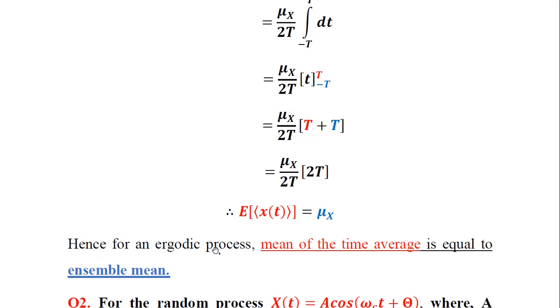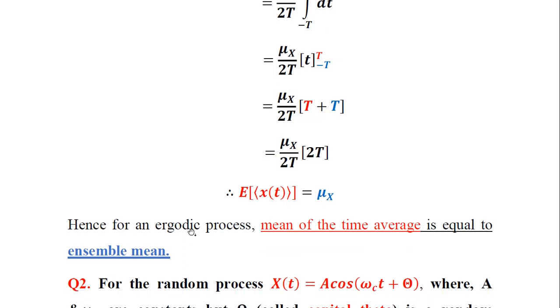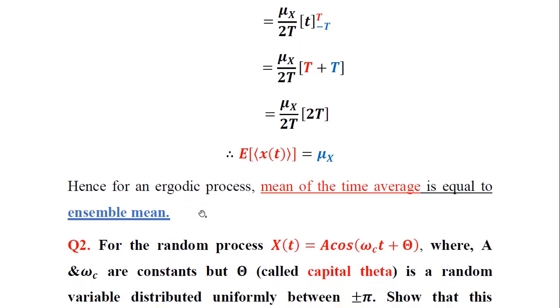So for an ergodic process it is proved from the above mathematical derivation that the mean of the time average is equal to the ensemble mean. In this case the mean of the time average is on the left hand side, denoted in red color, and mu x stands for the ensemble mean as we have discussed earlier. This is one observation or conclusion we come to with respect to the ergodic random process, which is also a feature or characteristic of any ergodic process.